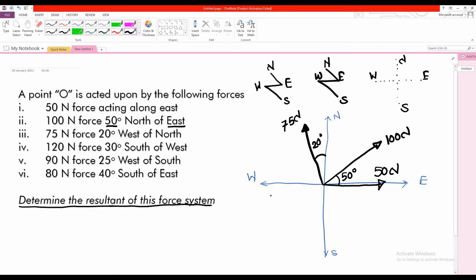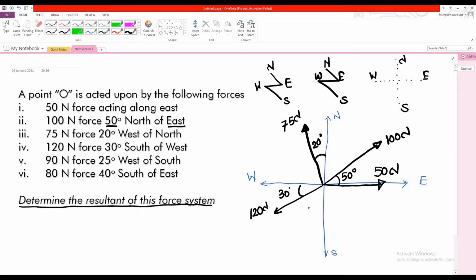Okay, then the fourth, 120 Newton force, 30 degree south of west. West has two sides, north and south. The 120 Newton force is making an angle of 30 degree with west. On which side? South side. Therefore southward, let's draw a force of 120 Newton, inclination 30 degree.